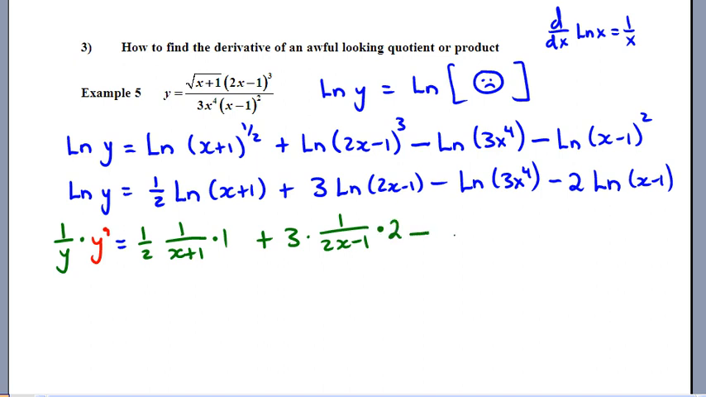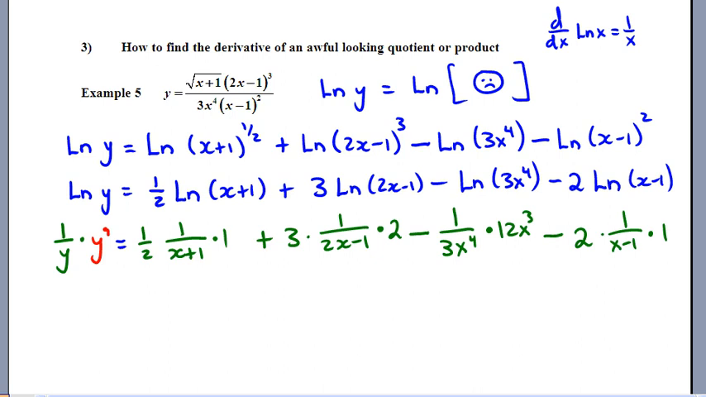Now here, minus. All right, well, that'll be a 1 over 3x to the fourth, and then multiplied by the derivative of that, 12x cubed. And that reduces quite nicely. And then the last one, minus 2 times 1 over x minus 1 times the derivative of that blob, just a 1.